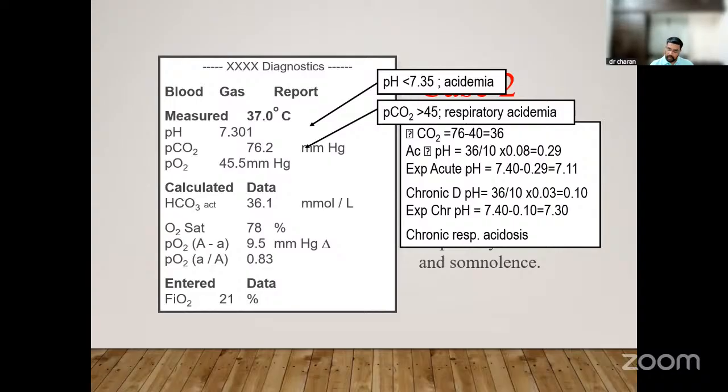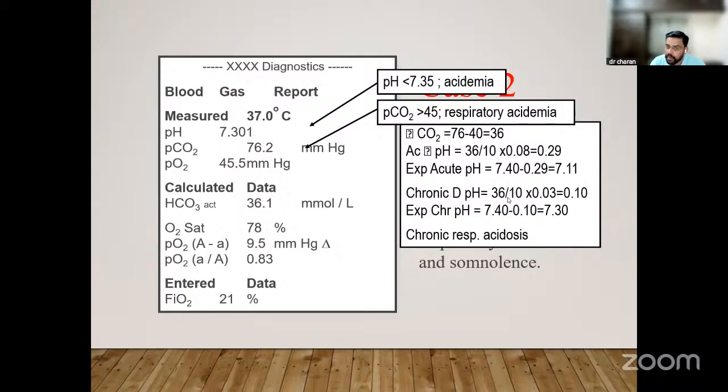So here again, start using those formulas: for every 10 change in PCO2, what is the change in pH? If it is going to be acute, the PCO2 is 76. The change from normal PCO2 of 40 is 36. So 36 divided by 10 into 0.08. If it is acute, change in pH has to be 0.29.